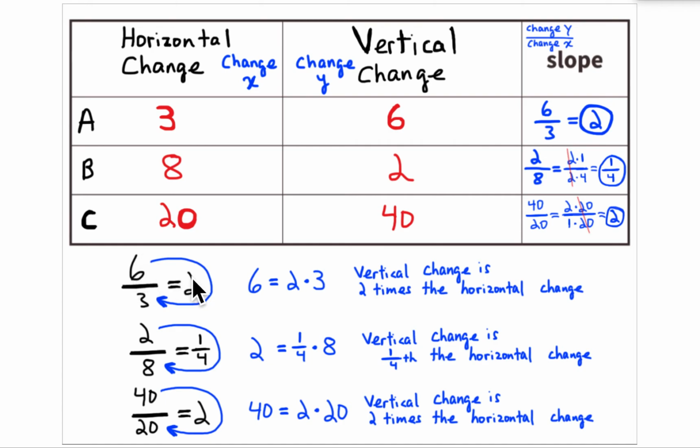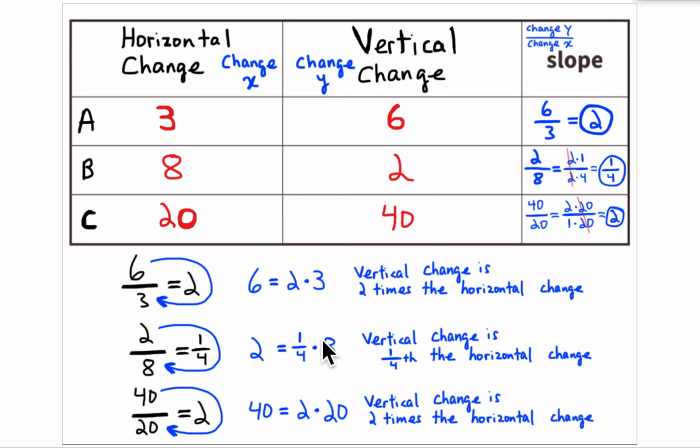The vertical change is twice as big as the horizontal change. So that 6 is equal to 2 times this horizontal change, 2 times 3 equals 6. So the vertical change is 2 times the horizontal change. Next one. This vertical change is 1/4 of this horizontal change. So 2 is 1/4 of 8. So this vertical change is 1/4 times that 8. So 2 is equal to 1/4 times that 8, or 1/4 of 8.